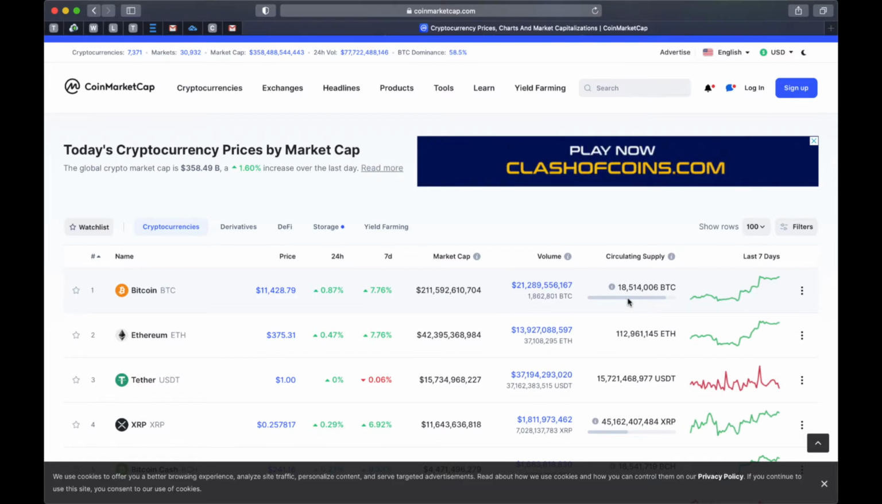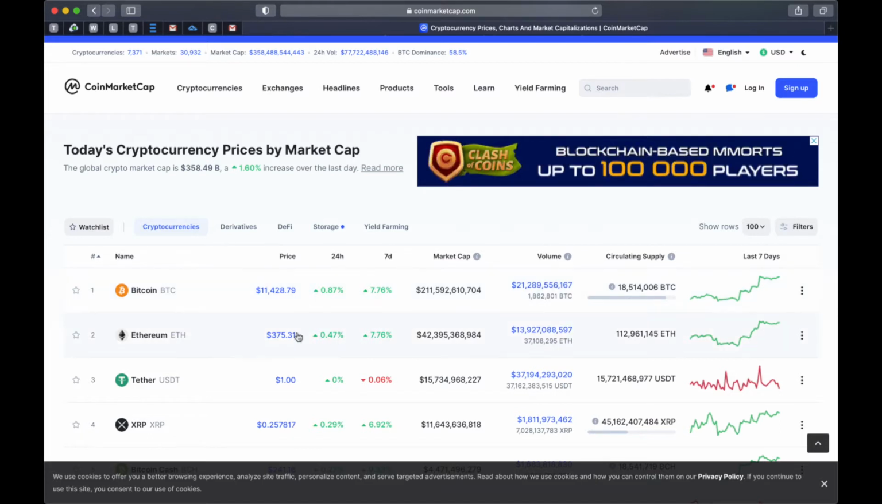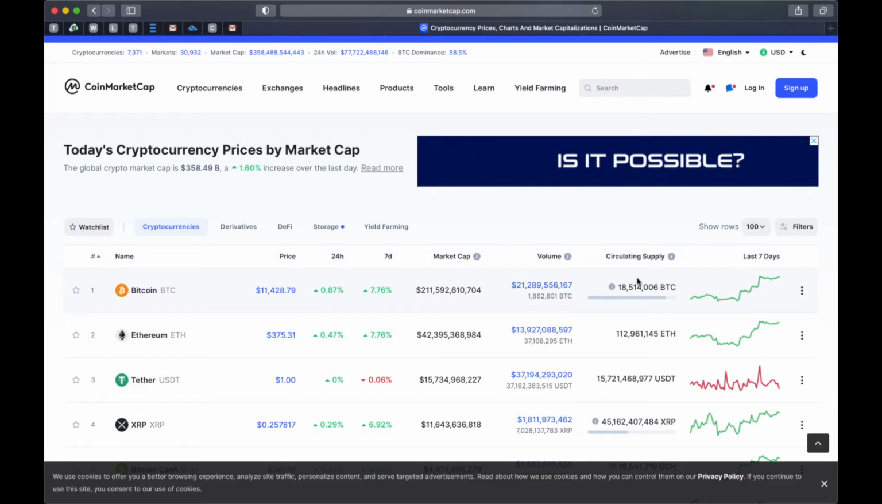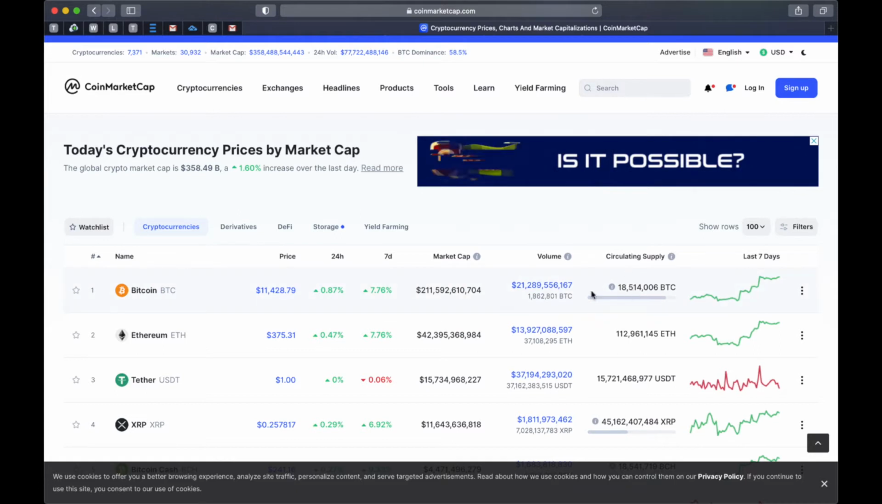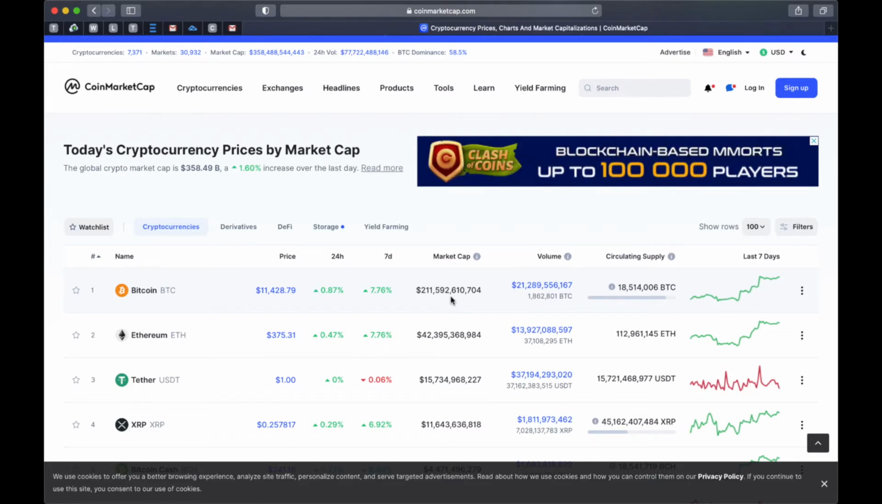So now how do we get the market cap? The total value of all Bitcoins in the world is basically price multiplied by circulating supply. How many Bitcoins do we have in the world? We have 18 million. And what is the price of each Bitcoin? It is 11,428. So you multiply price and circulating supply, which will give you this market cap. And the total market cap right now is 211 billion. So that's for market cap.